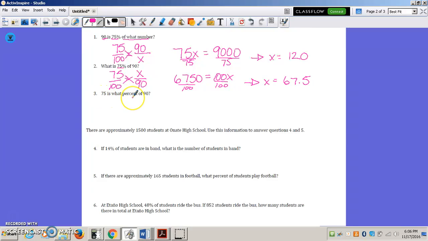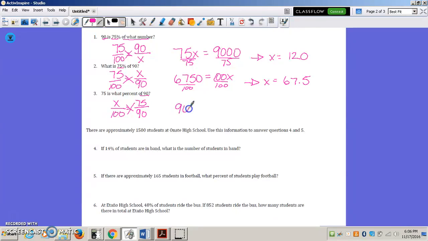So we see what percent of 90, we're missing the percentage. So we know we have 100% of something, and we're looking for the percentage, so I'm looking for x out of 100. And then again, 75 is what percent of 90. So when I see the word of, I know that means I'm looking to divide by 90. And all I'm left with is 75. So 75 out of 90 is what percent out of 100. So we're crisscrossing these again.